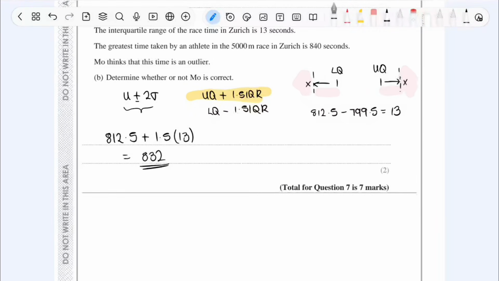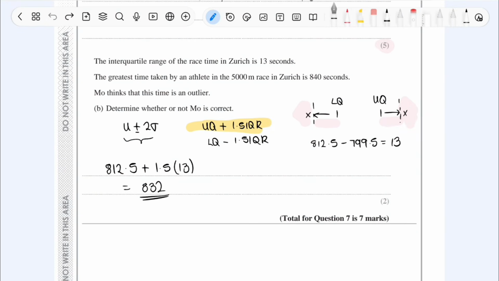Now, as I said, the mark scheme says anything which rounds to 832. So 832 is the limit for an outlier, and Mo thinks that 840 is an outlier. Well, is he correct? Well, yes he is, because 840 seconds must be greater than our bound of 832. If you think about it, the cutoff is here, and this is 832, and the data is here, 840. So it's outside the region for which it should not be an outlier. So it is an outlier, therefore Mo is correct.